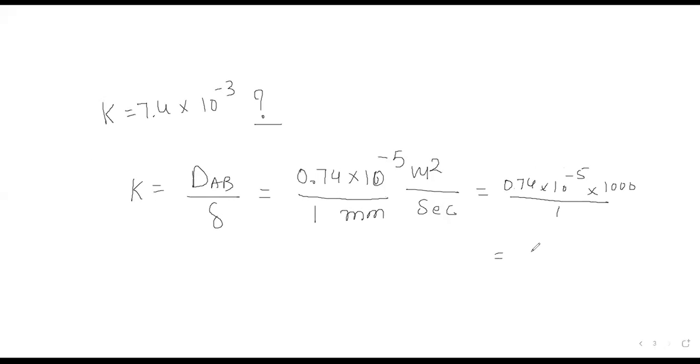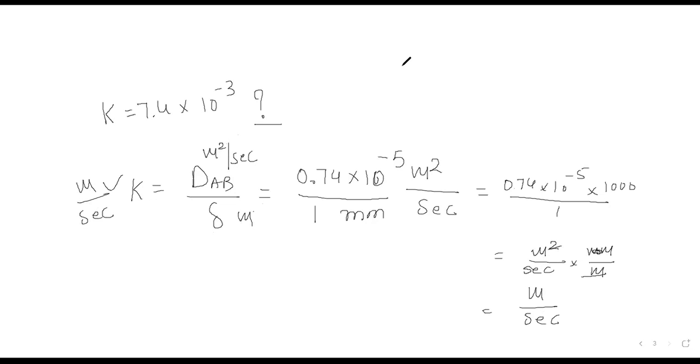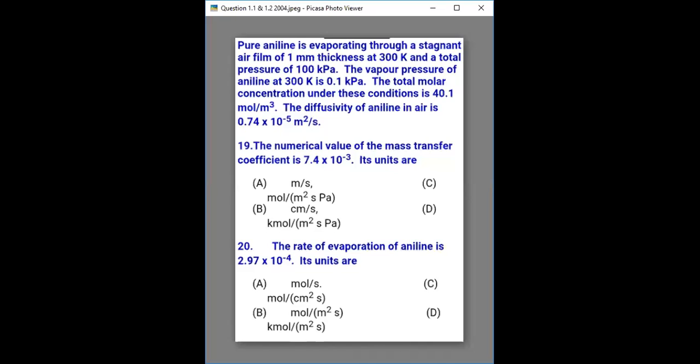So what is the unit? Meter square per second multiplied by mm, divided by m. So one meter will cancel out. Here the unit is m, so mm will cancel out. The K unit will be meter per second, because here the unit is meter square per second. So the unit will be meter per second. A will be the answer.